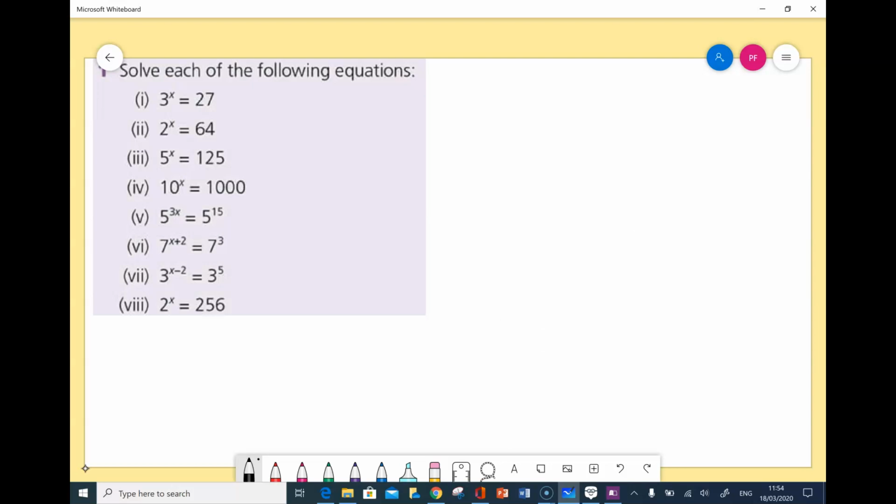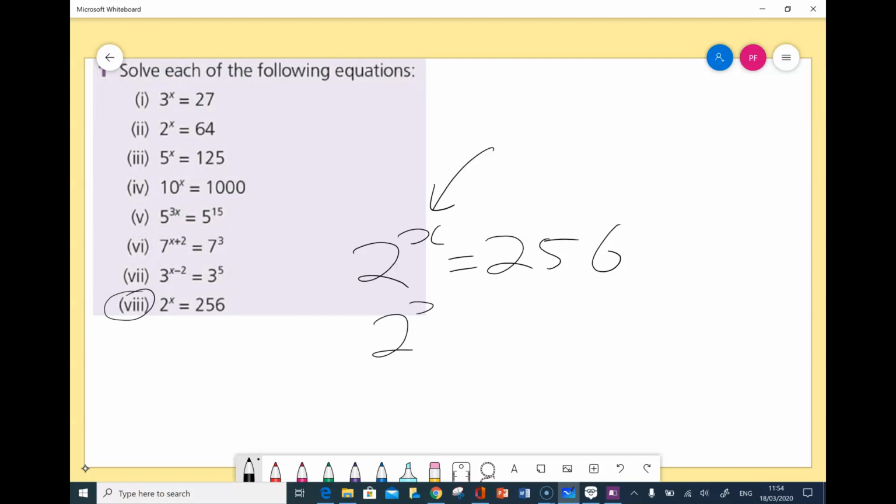And last part of this question, 2 to the power of x equals 256. My x is up in my indices, so I must make my base numbers the same. Now 256, let's try a high number. 2 to the power of 6 is 64. So let's try 2 to the power of 7.